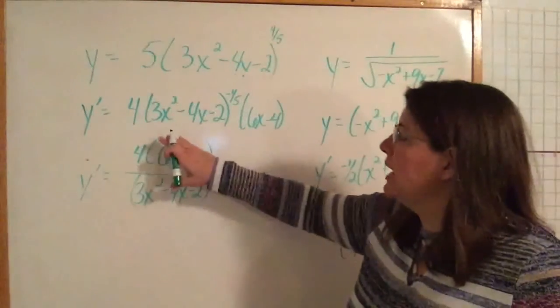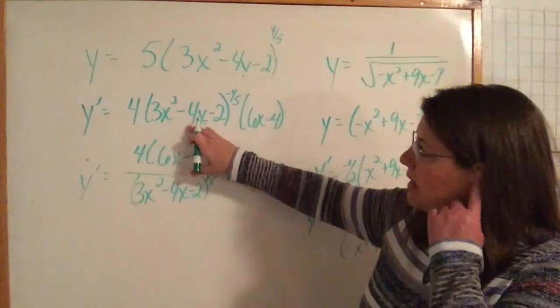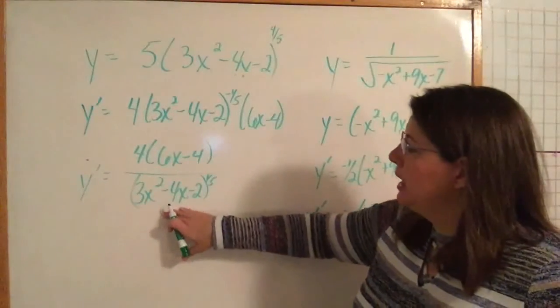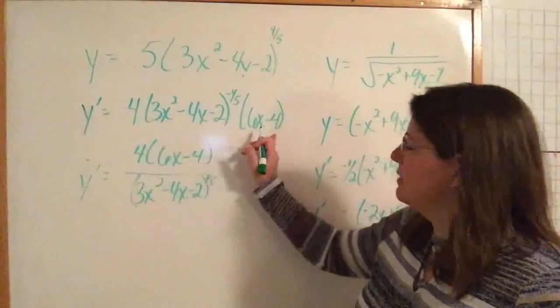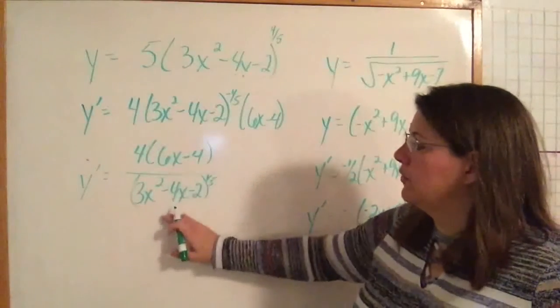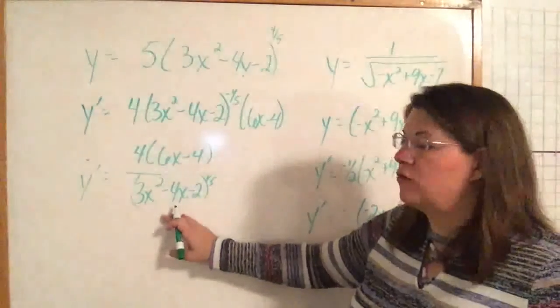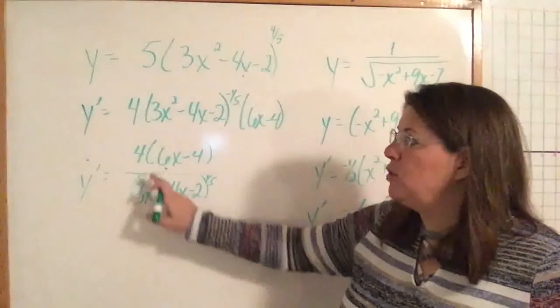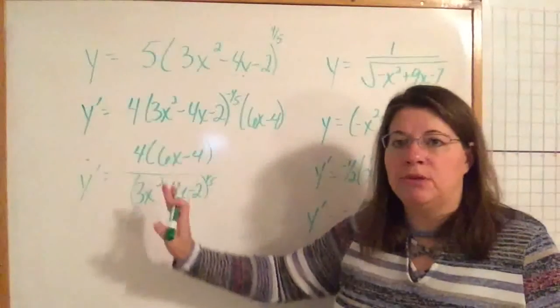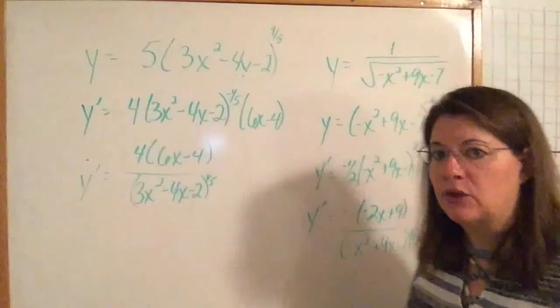And then we rewrite this. Anything with a negative exponent needs to be put on the bottom. And so on top we have a 4 times 6x minus 4 all over 3x squared minus 4x minus 2 to the 1/5. You could distribute it here if you wanted to, but there's no need. Don't do any extra work unless you have to.